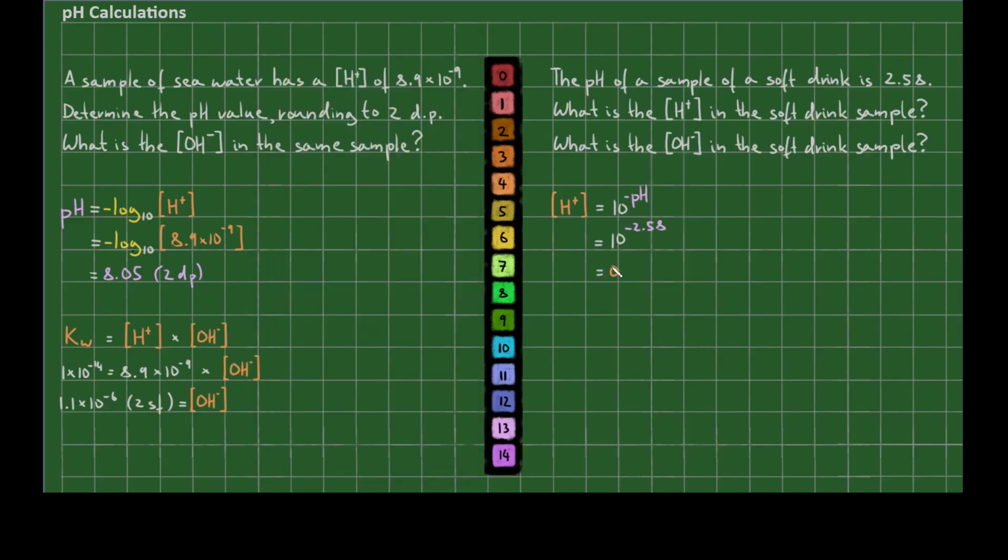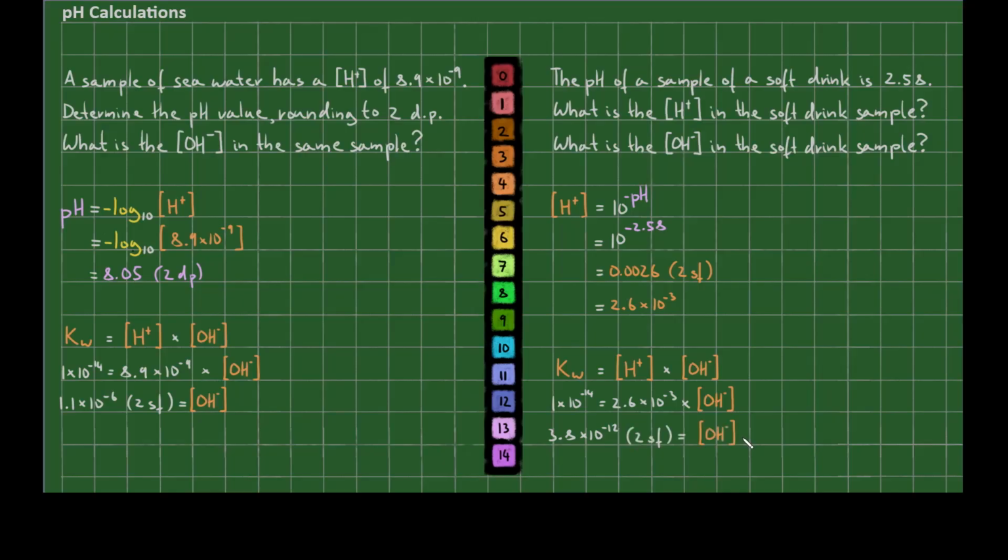And so I will have 0.0026 when rounded to 2 significant figures. I can also convert this to scientific notation, and it would give me 2.6 multiplied by 10 to the power of -3. Now that I have the hydrogen ion concentration, I can use Kw to calculate the hydroxide ion concentration. Here is the general expression for the water dissociation constant, and now I'm going to substitute. Once I divide both sides by 2.6 times 10 to the power of -3, I will end up with 3.8 multiplied by 10 to -12 when rounded to 2 significant figures.